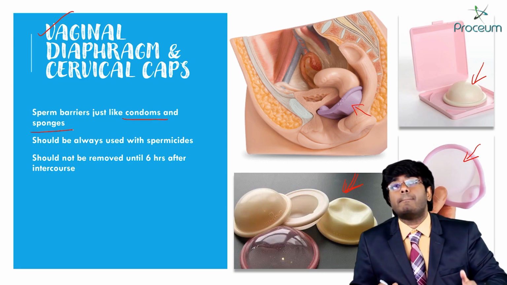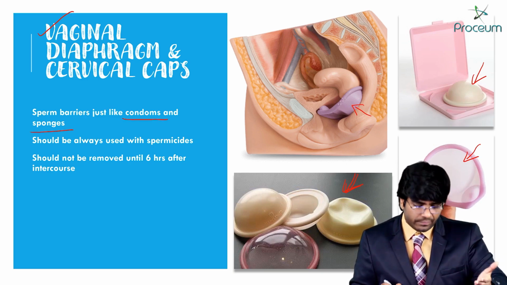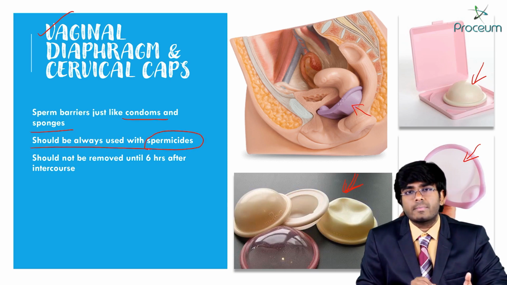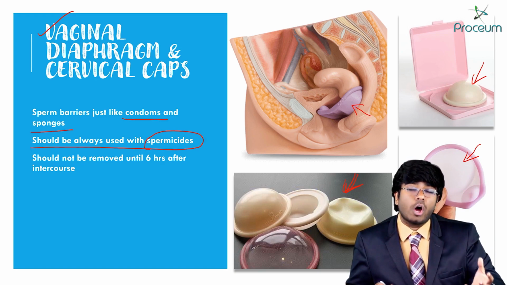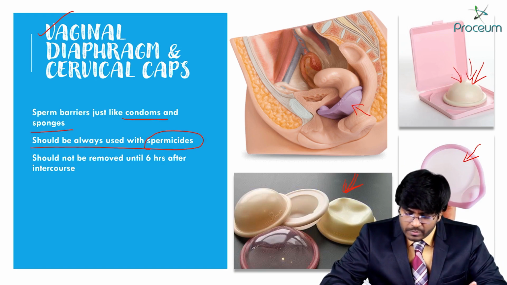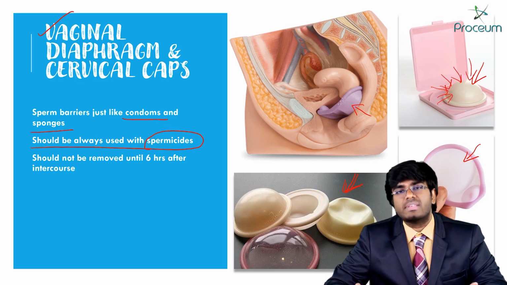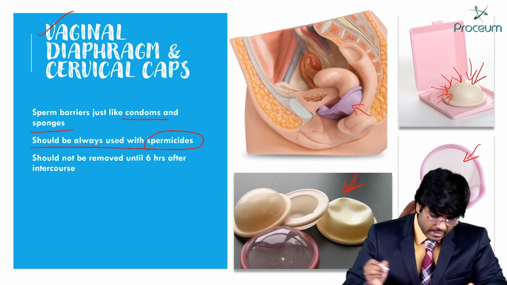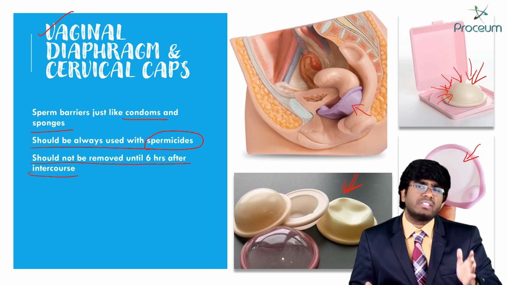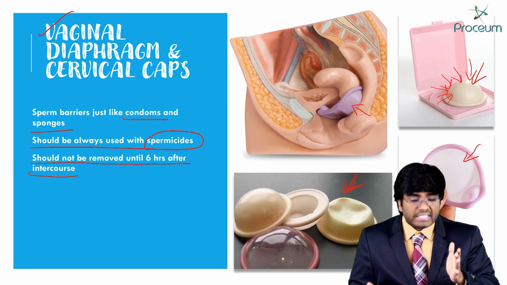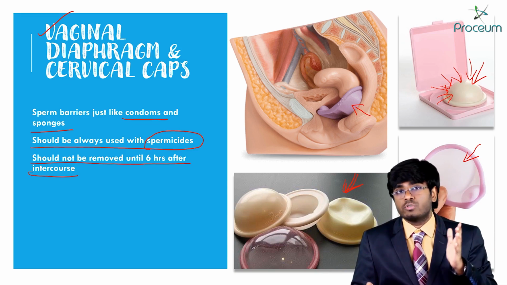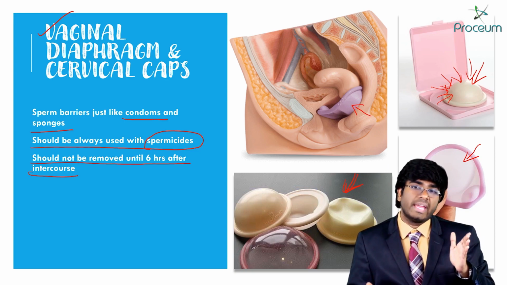They can also be used as barriers, not letting the sperms meet the ovum. They should always be used with spermicides. Usually the vaginal sponge has its own spermicide, but you have to apply spermicide over it to increase their effectiveness. They should not be removed until 6 hours after intercourse. Just like the vaginal sponge, even the vaginal diaphragms and cervical cap should not be removed immediately after intercourse. They should be kept in place for the next 6 to 8 hours.